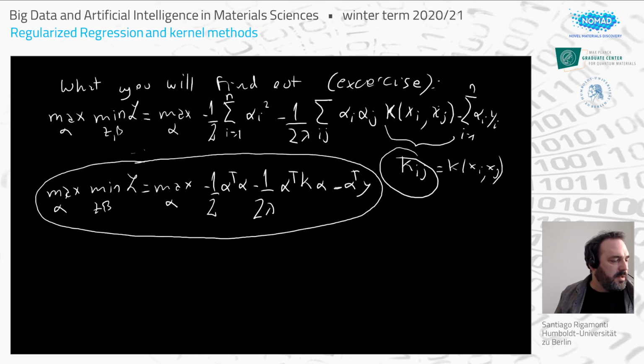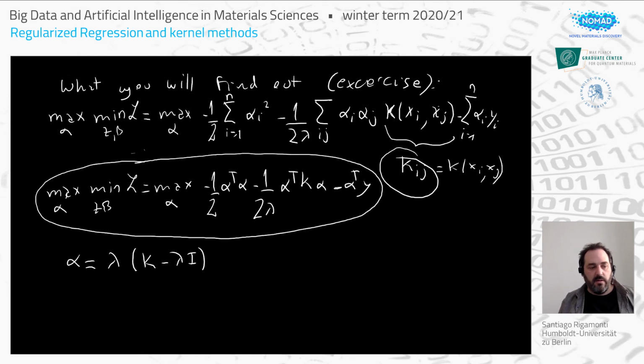Okay, so the solution to this quadratic optimization is quite easy, and you can actually find by yourself that it is equal to lambda times (K minus lambda I) inverse y. So again, a ridge regression term. This is indeed equivalent to what we had before for the normal ridge regression, but it is written in a much nicer way, which is very compelling.